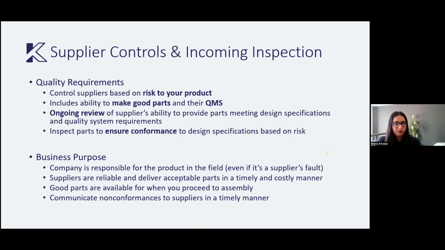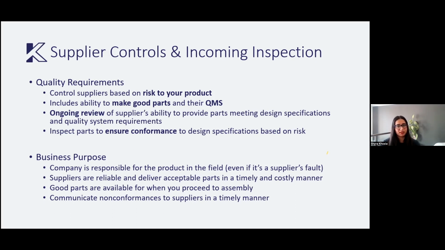So one of the things that comes up a lot is in terms of supplier controls and incoming inspection. And so this is once you're in manufacturing, you're purchasing your parts from the suppliers. From a quality perspective, you need to ensure that you're getting good parts, and that your supplier's quality management system is essentially an extension of your own.